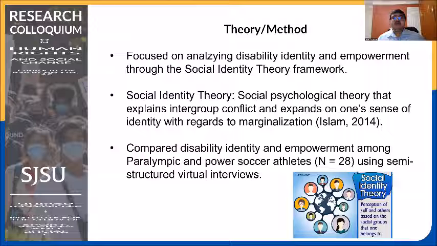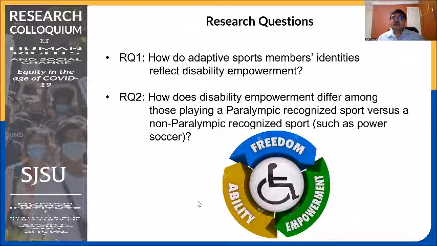This study employed social identity theory to compare experiences of identity and empowerment among Paralympic and power soccer athletes to assess the mental perceived impact of exclusion versus inclusion through in-depth interviews. The research questions are as follows. How do adaptive sports members' identities reflect disability empowerment? And how does disability empowerment differ among those playing a Paralympic recognized sport versus a non-Paralympic recognized sport, such as power soccer?